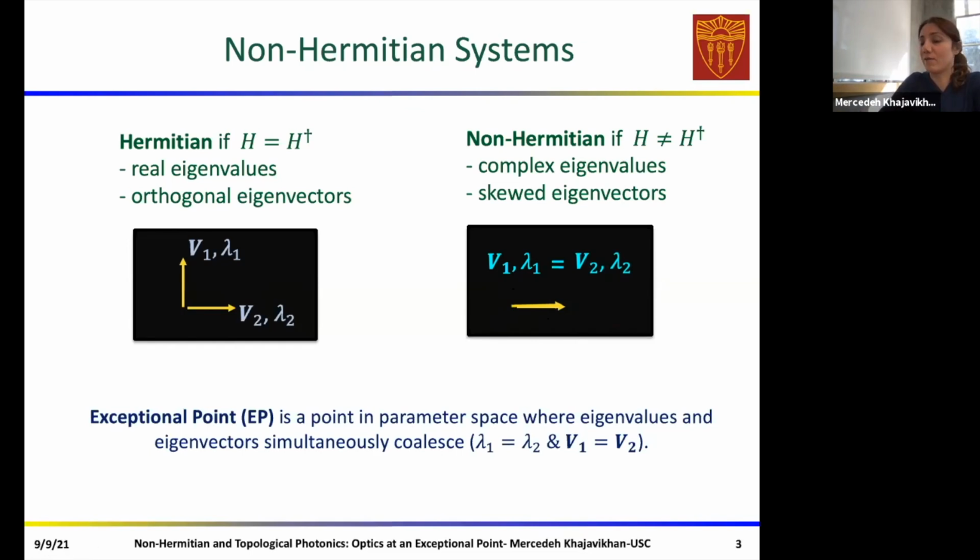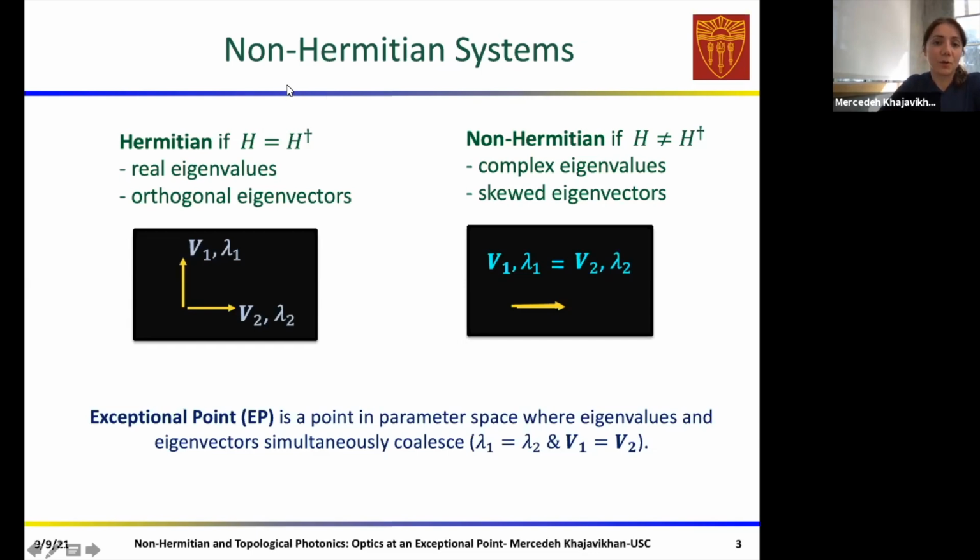Now, people, of course, were aware of the existence of such points, and this name, exceptional point, was actually given to these particular points by mathematicians, because they noticed that a system reaching this point will start to behave very differently from what you expect from standard Hermitian systems.